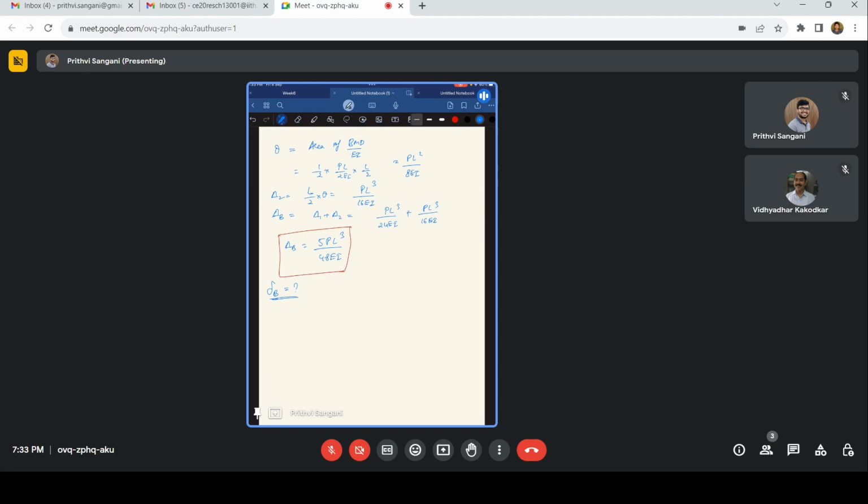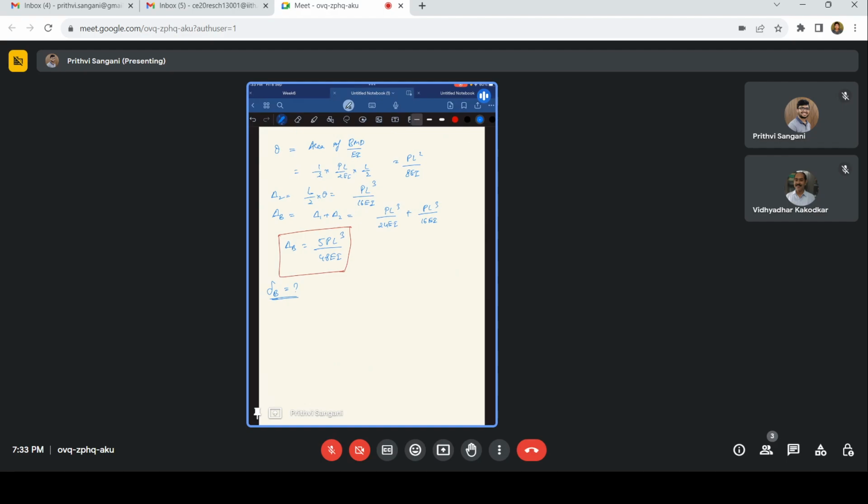What is the next process? This is frame 1, so let's go for frame 2. Frame 2 is where I apply a redundant force VC and find out delta C dash. So how much is delta C dash?